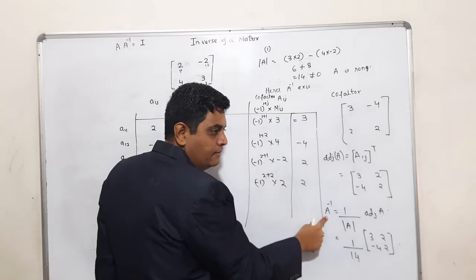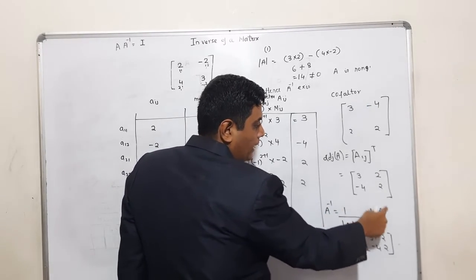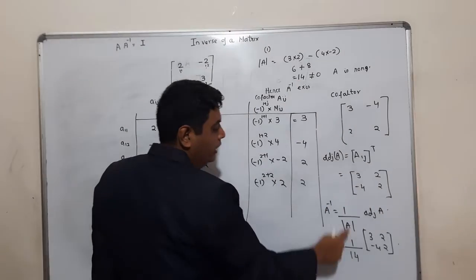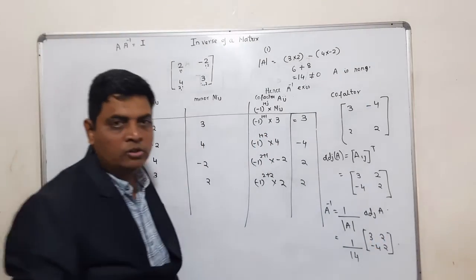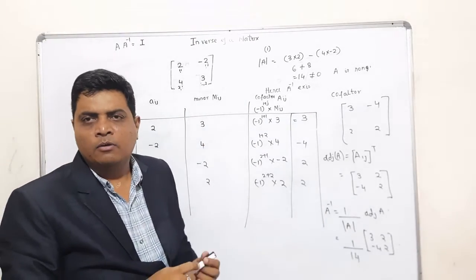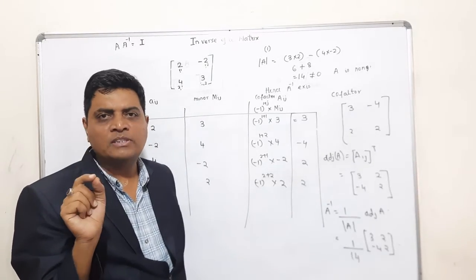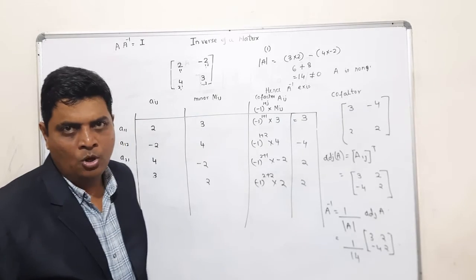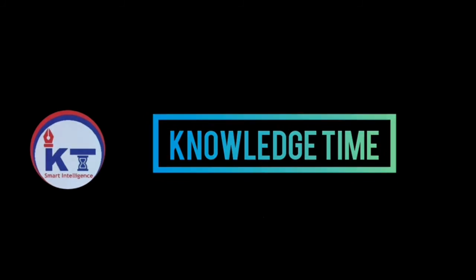Now what is A inverse? A inverse is equal to 1 upon the determinant of A into the adjoint of A. I know the adjoint of A. What is the value of the determinant of A? It is 14. So 1 upon 14 times 3, 2, minus 4, 2. This is a very systematic way to solve this sum, but you have to be very careful with regard to signs. If you make a small mistake, the whole sum goes wrong. So be careful and do this sum step by step. Okay, please note down.